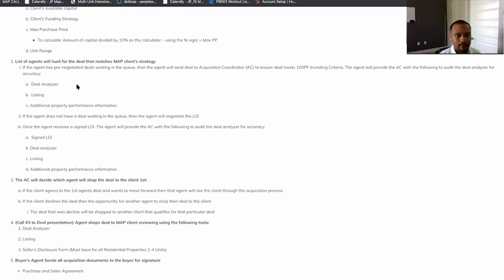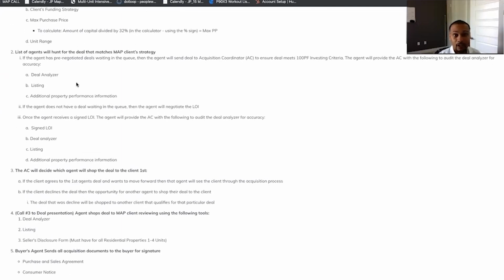All right, let's get to the next step. The agents, as I shared, will hunt. I know that's a strong word, but it's so true because they're hungry. They're fighting for your business, right? So they will hunt for a deal that matches the MAP client's strategy. If the agent has pre-negotiated deals waiting in the queue, meaning they understand that we're always getting new clients in the MAP program.